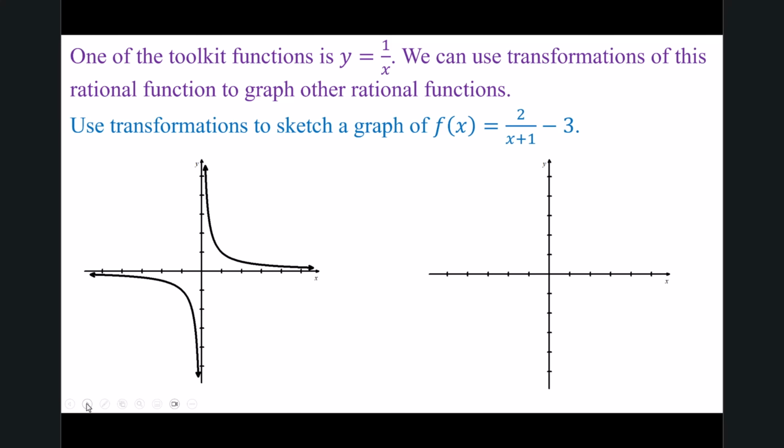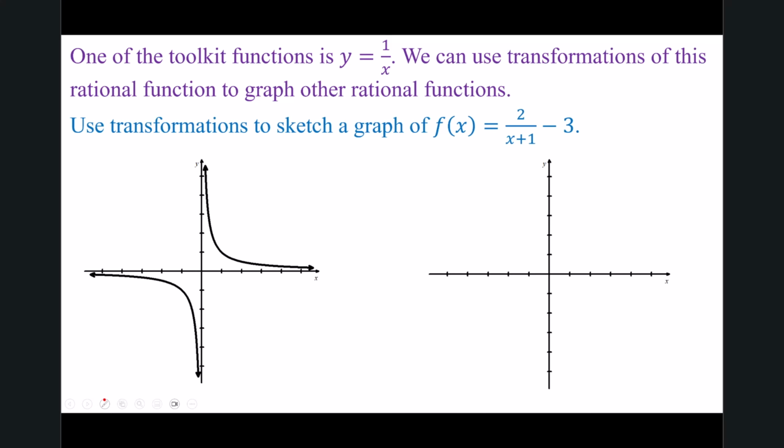For example, if I have the graph of f of x equals 1 over x on the left, I'm going to use transformations to sketch the graph of f of x equals 2 over x plus 1 minus 3. We know the minus 3 is going to move it down 3. The x plus 1, it's x minus a negative 1, so that will move it to the left 1. And then the 2 in the numerator is a vertical stretch.